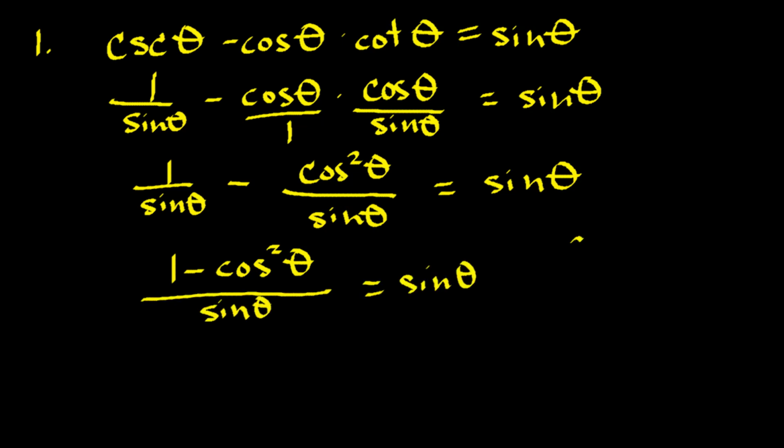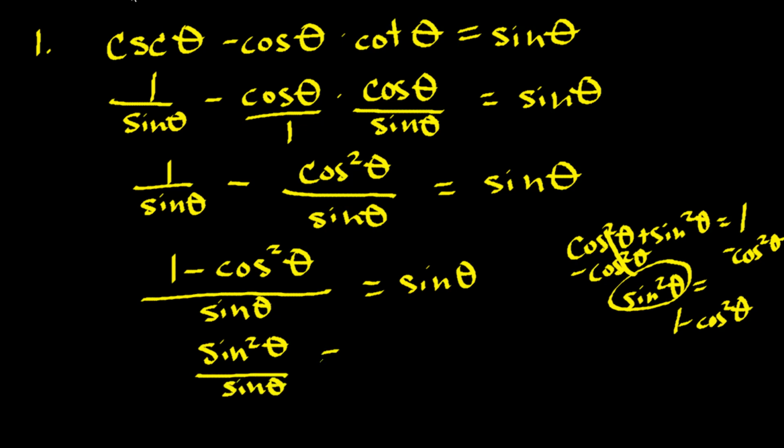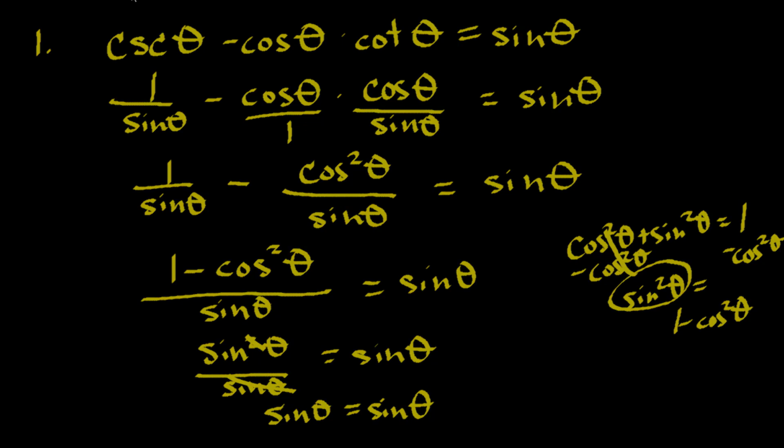If we recall that cosine squared theta plus sine squared theta equals 1, if we subtract cosine squared theta from both sides, we will get sine squared theta equals 1 minus cosine squared theta. I can substitute sine squared theta for 1 minus cosine squared theta, and then we will be able to cancel one of these sine thetas. So one of them at the top will cancel with the one at the bottom, leaving us sine theta equals sine theta. And we have verified this identity.